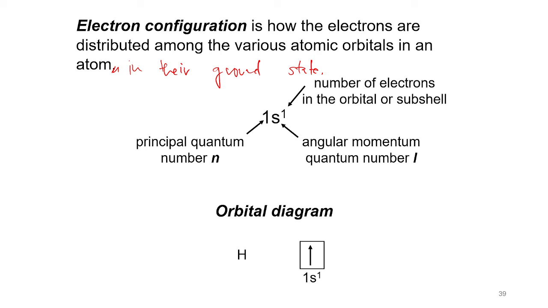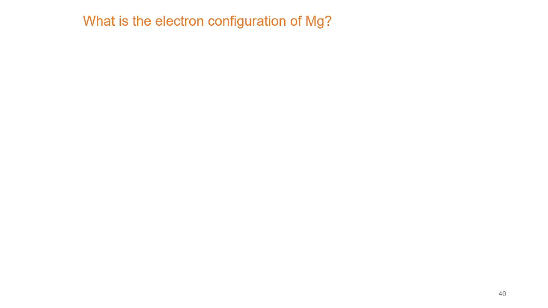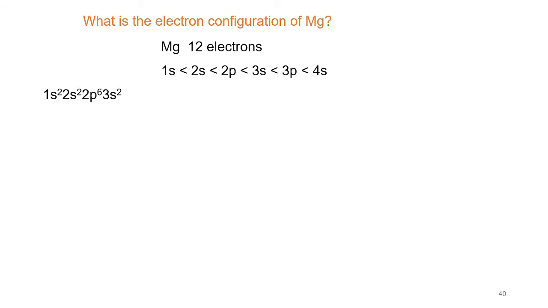So let's say we have here magnesium. Magnesium has 12 electrons in its ground state. Okay. So using this, we have here 1s2, 2s2, 2p6, 3s2. And if you are to add that, we have here 2 plus 2, which is 4, plus 6, that is 10, plus 2, we have here 12. Okay?